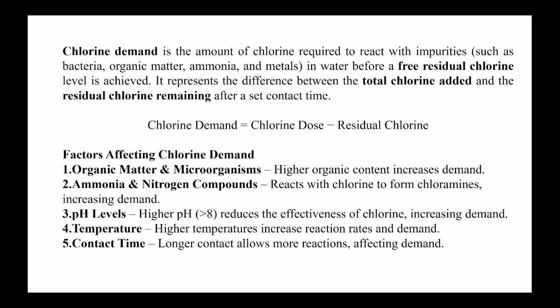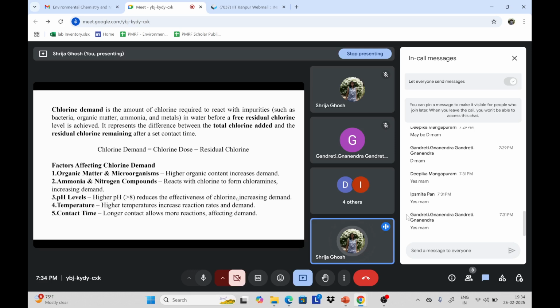So chlorine demand is dependent on pH levels. It is also dependent on temperature, because higher temperatures increase the reaction rates and it will increase the demand. And also the contact time. Longer contact time allows more reaction, so it will decrease the chlorine demand. That's clear. So there are certain factors that affect the chlorine demand. And what is chlorine demand? I hope both the terms are clear now.